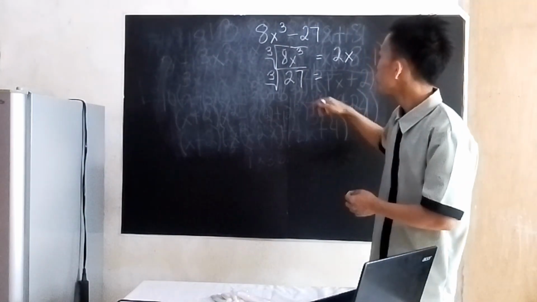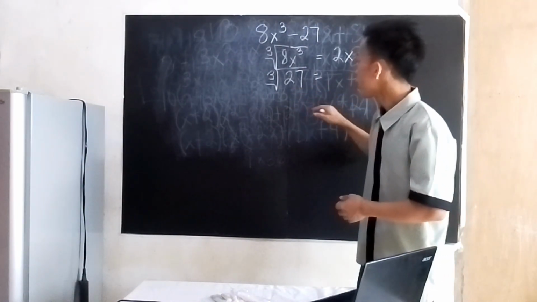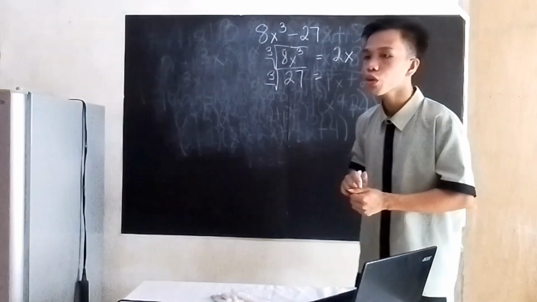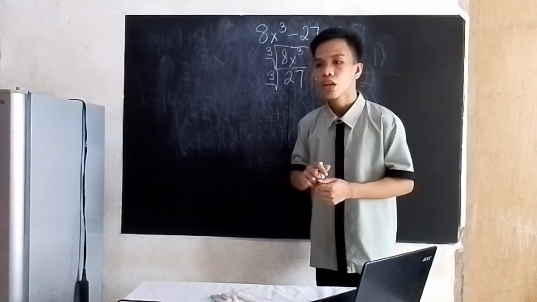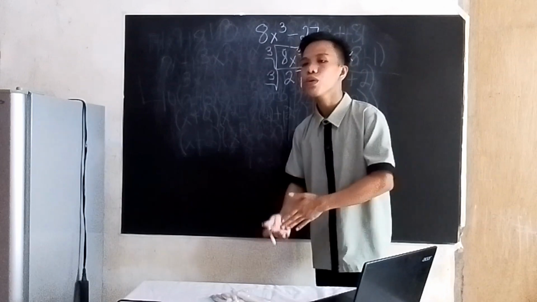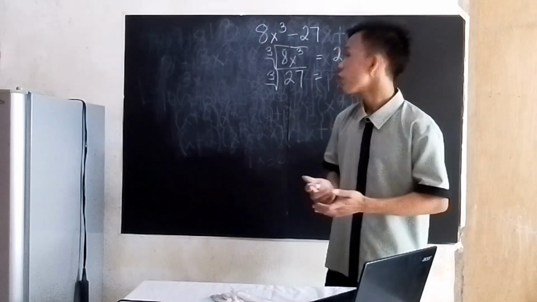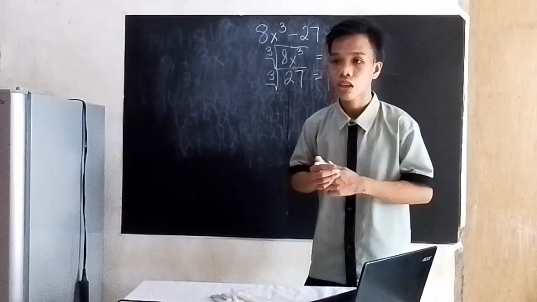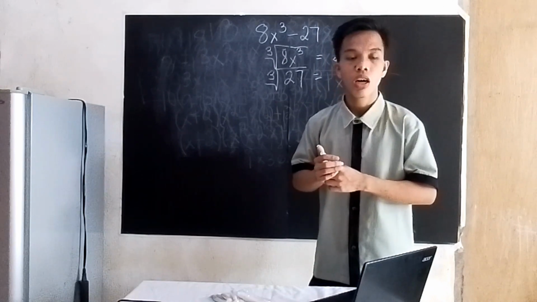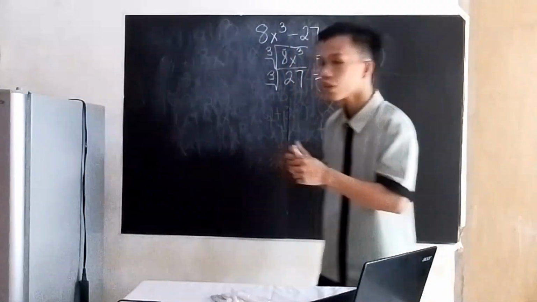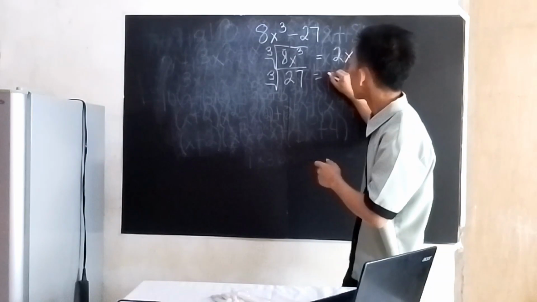Thank you. So next is 27. What is the cube root of 27? What is the number that when you multiply 3 times to itself, the result is 27? Yes, James. That's right, so that will be 3.